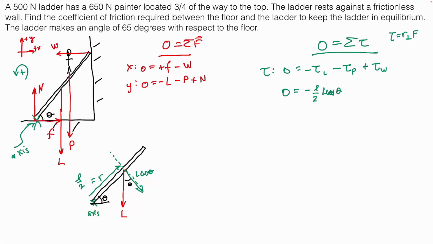Okay, we're going to do it again, but we're going to do it with the painter. Now, with the painter, I can draw a quick little ladder. I can draw just the painter acting down, right? I know my axis is down at the bottom. What's this distance going to be? 3/4 the ladder. That's supposed to be a terrible 4.